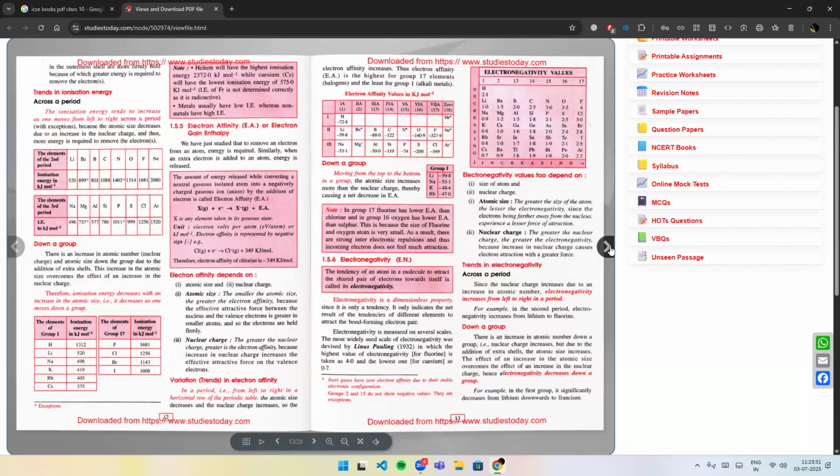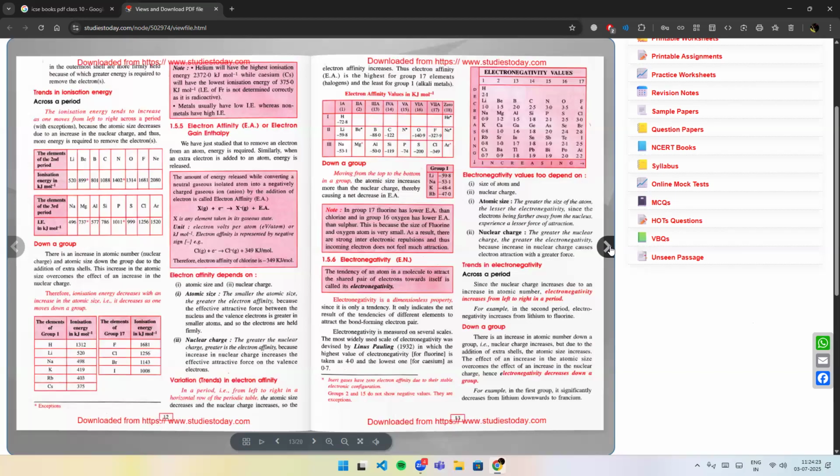The most widely used scale of electronegativity was devised by Linus Pauling, in which the highest value of electronegativity is taken as 4.0 and the lowest as 0.7. Electronegativity values too depend on size of atom and nuclear charge. Atomic size. The greater the size of the atom, the lesser the electronegativity, since the electrons being farther away from the nucleus experience a lesser force of attraction.